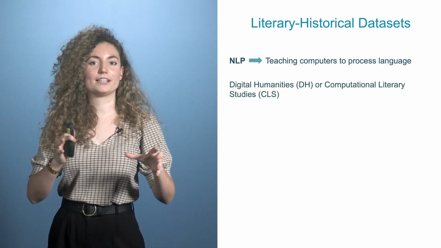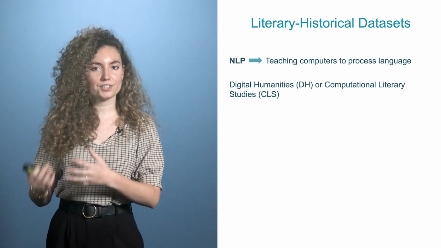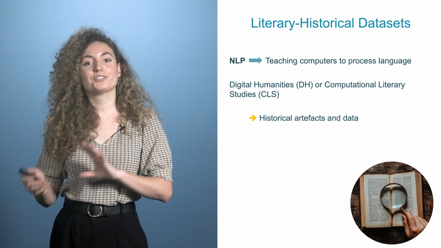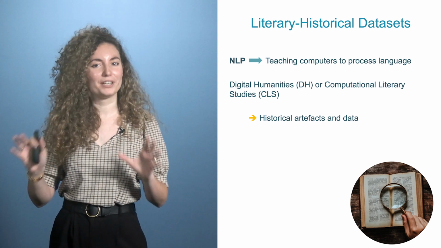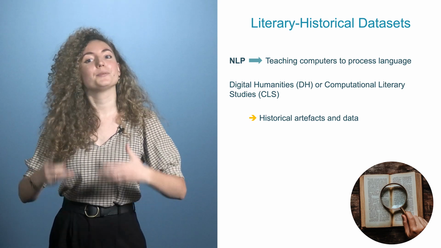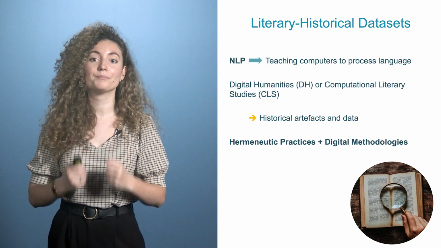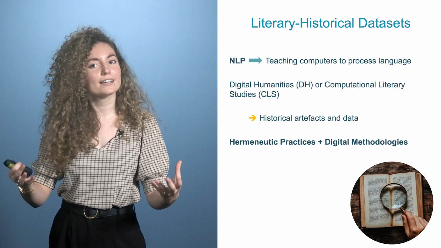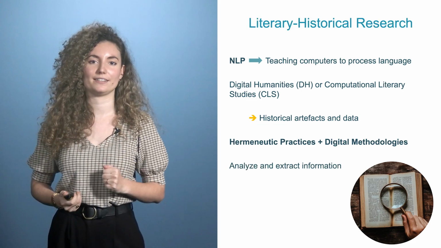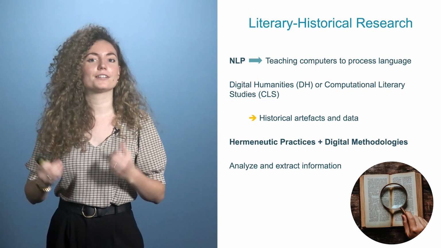In digital humanities or computational literary studies, we apply a wide range of digital approaches to analyze historical artifacts or data. What digital humanities is or isn't is a very prolific discussion, which we will not get into in detail right now, but usually hermeneutic practices from the humanities are combined with digital methodologies. And in the case of natural language processing, it would help us to analyze and extract information from historical text data. The NLP landscape is quite vast, so there are a lot of methodologies out there.